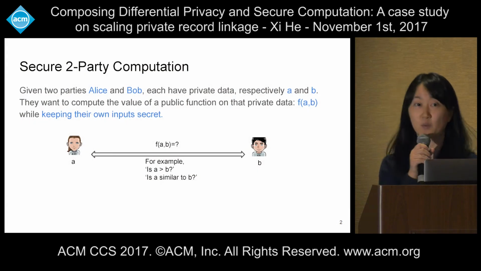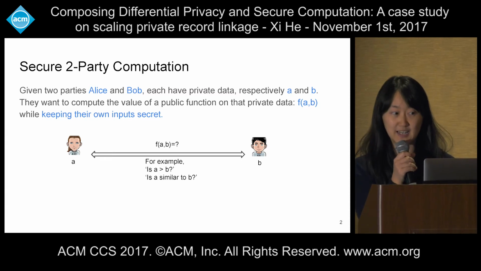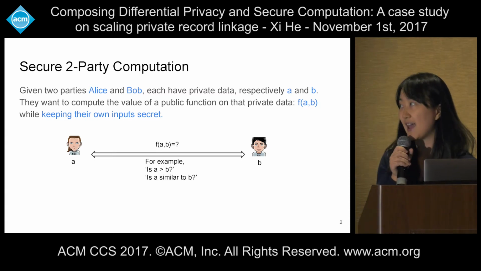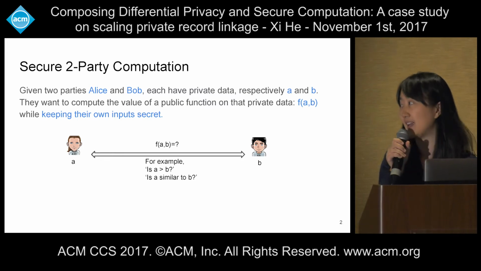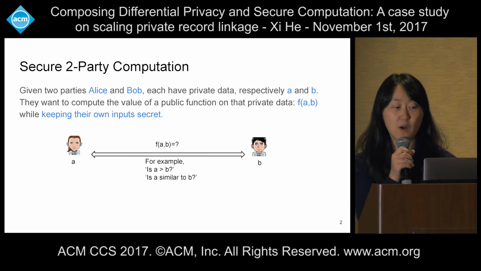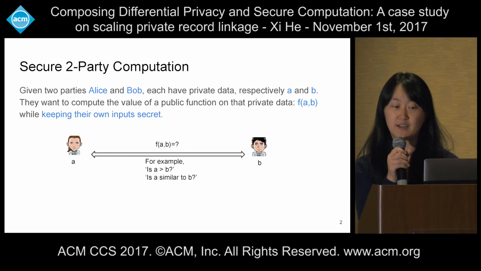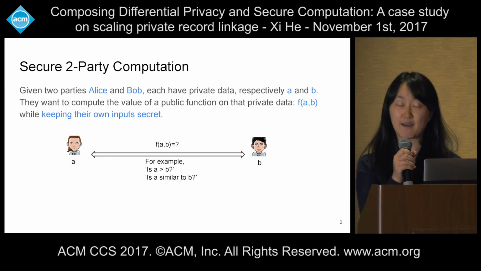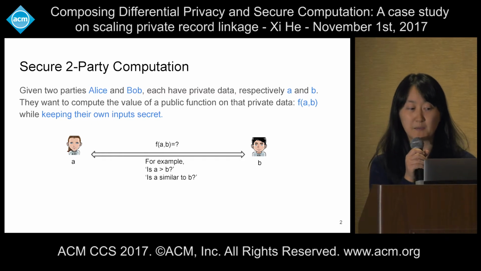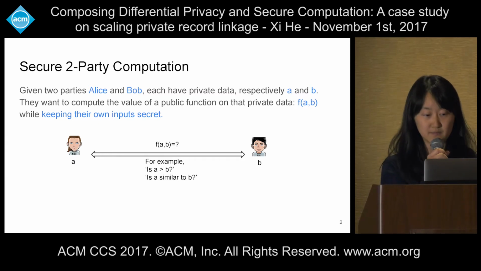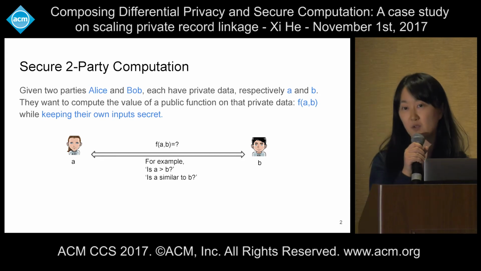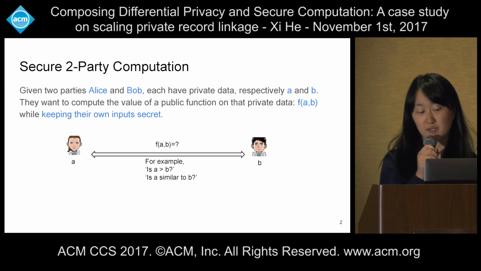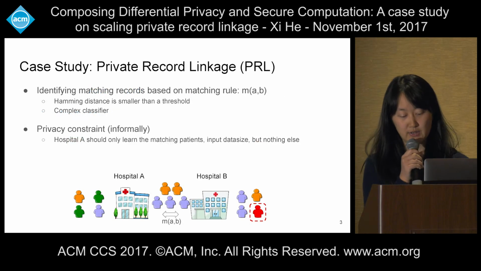First, let's take a look at what secure two-party computation is. Given two parties, Alice and Bob, each of them has private data, A and B respectively. They want to compute the value of a public function F(A, B) on that private data while keeping their own inputs secret. For example, this function can be: is A greater than B, or is A similar to B. This problem has many interesting applications.